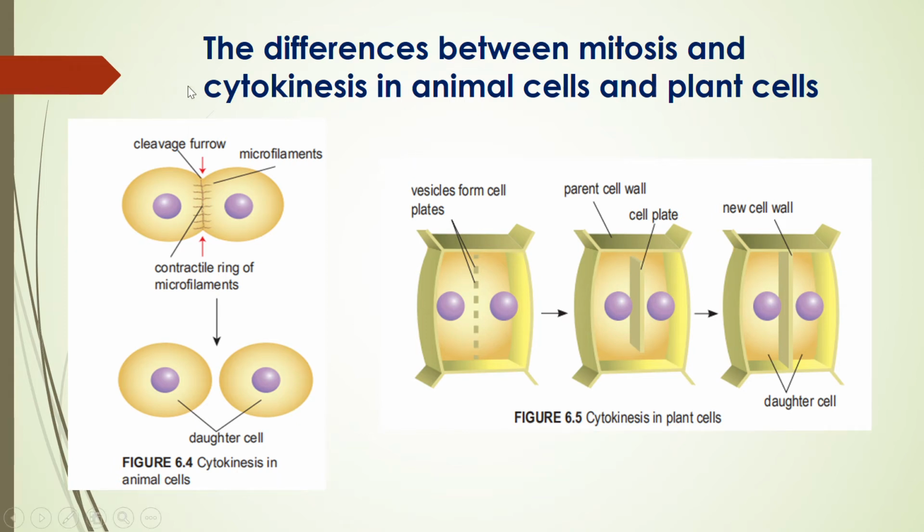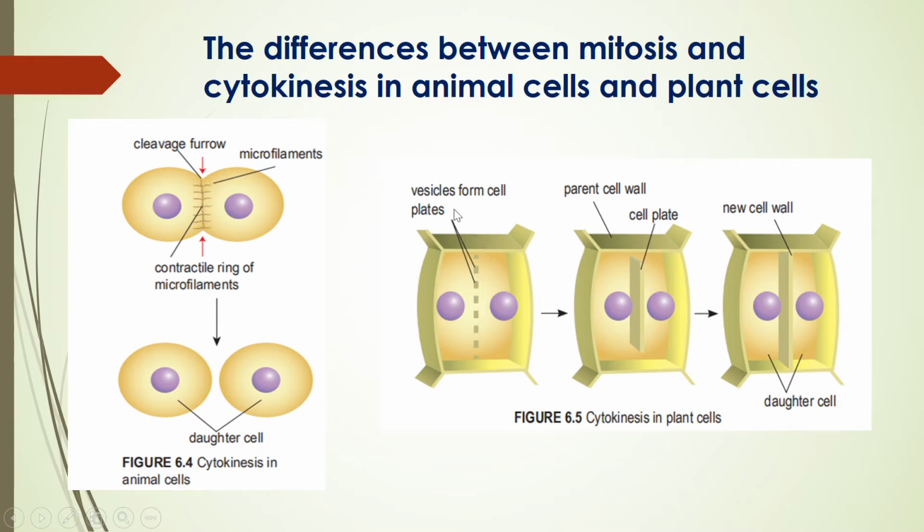Okay, let's look at the differences between mitosis and cytokinesis in animal cells and in plant cells. By the picture itself, you can tell that this is a plant cell because there is a cell wall over here, whereas this one doesn't have a cell wall. So let's appreciate the new terms over here. You have cleavage furrow, you have microfilaments, there are also contractile rings of microfilaments, and in the end you get two daughter cells.